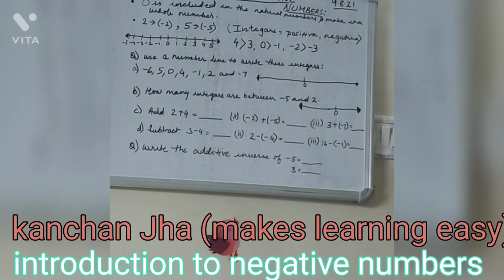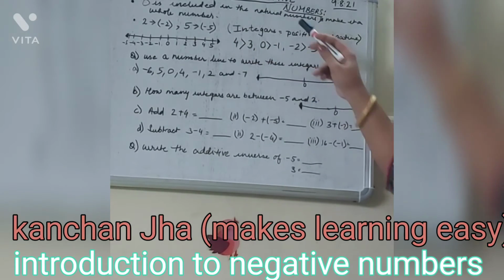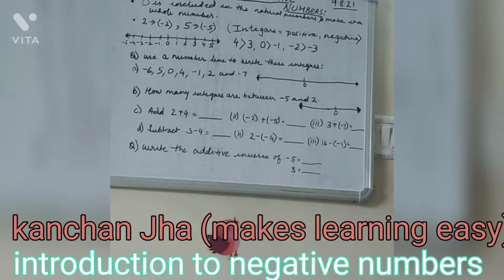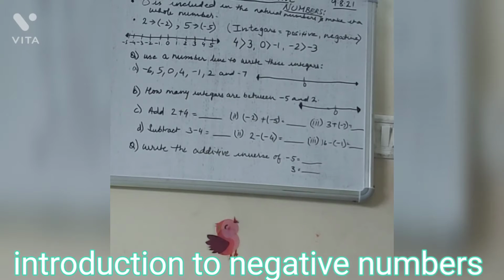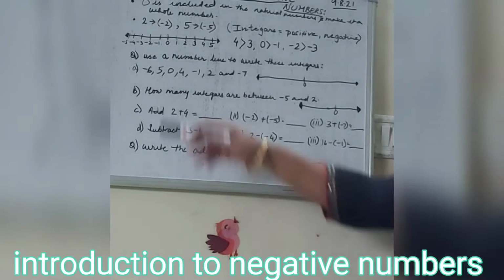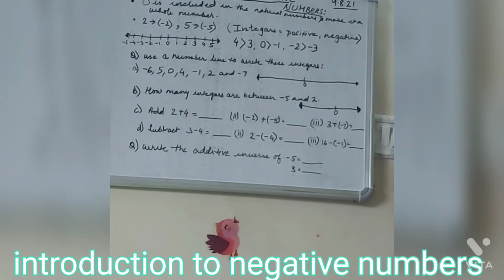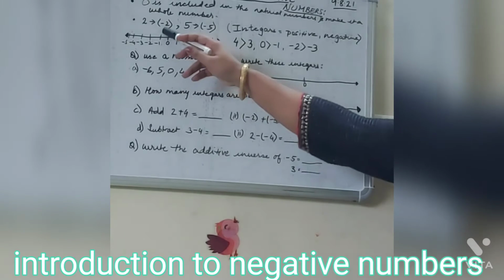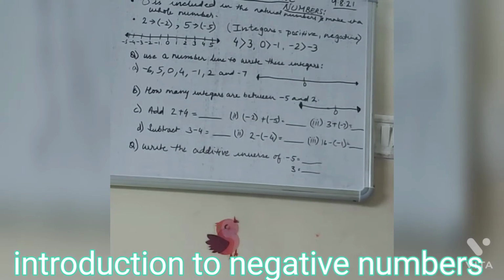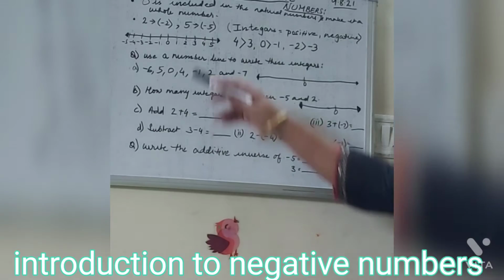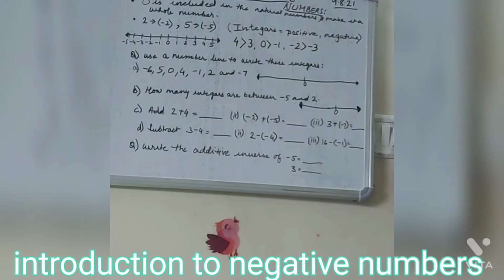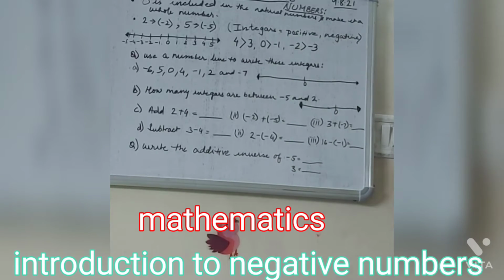So the first statement is that 0 is included in the natural numbers to make them whole numbers. So when we include 0 in natural numbers, it is called whole numbers. So 2 is a positive integer, whereas -2 is just the opposite and it is a negative integer. 5 is a positive integer, -5 is a negative integer. So integers are of two types, that is positive and negative. I hope this much is clear.